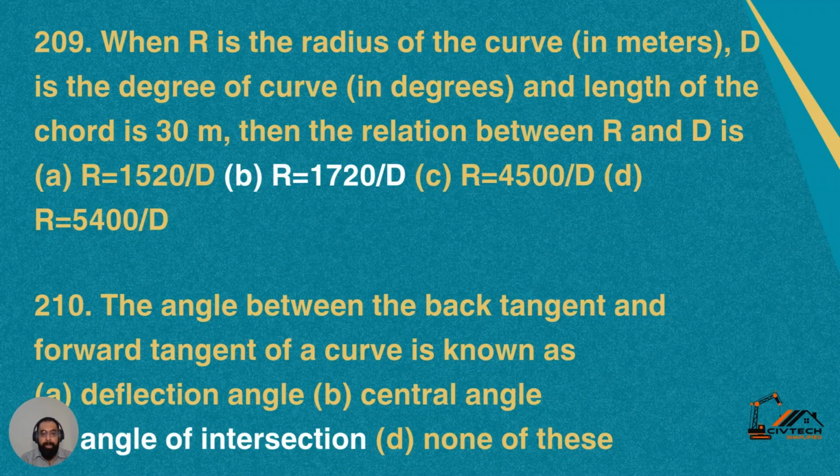210. The angle between the back tangent and forward tangent of a curve is known as option A, deflection angle, option B, central angle, option C, angle of intersection, and D, none of these. So C is the correct option for this question, it's angle of intersection.